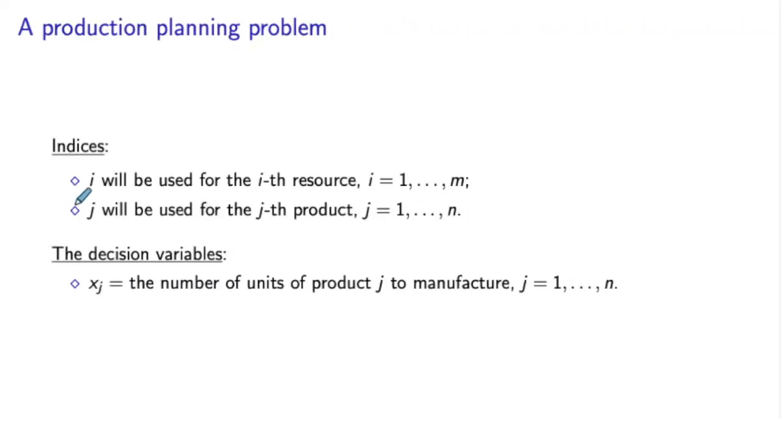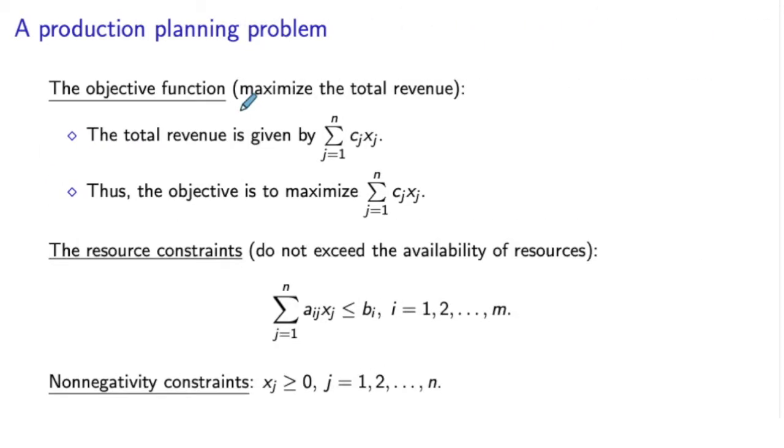We use index i for the resources and j for the products, and then our decision variables would be xj, which is the number of units of product j to produce. Then the objective is easy to formulate. Specifically, our objective is to maximize the total revenue, and the revenue that we get from the product j is given by Cj xj, and then we sum up the contributions of each product to the revenue to obtain the total revenue. And of course, we are maximizing, so our objective is to maximize the summation of Cj xj over j between 1 and n.